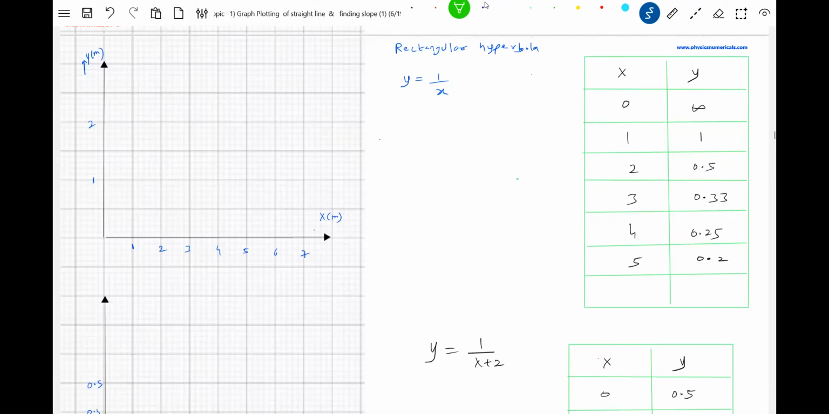Rectangular hyperbola. At x equal to 0, y will be infinity. x equal to 1, y will be 1. x equal to 2, 0.5. x equal to 3, 0.33. x equal to 4, 0.25. Then 0.2 and so on.